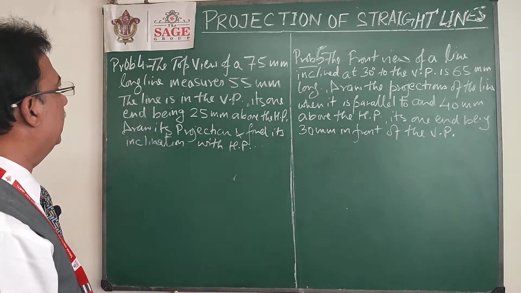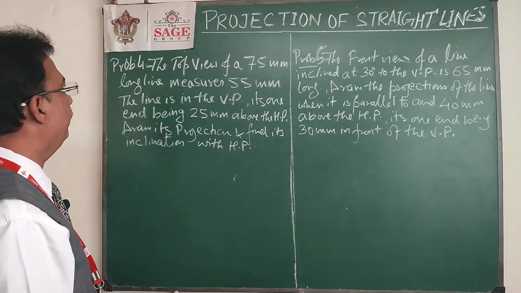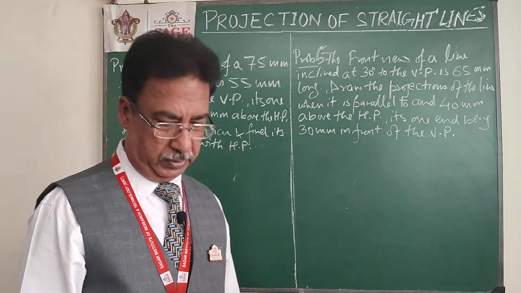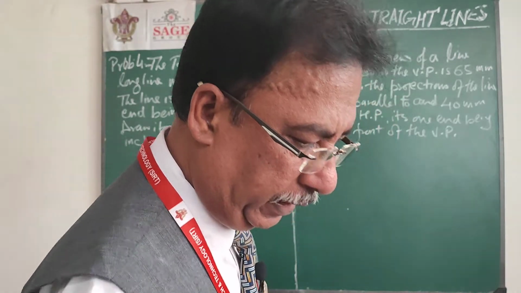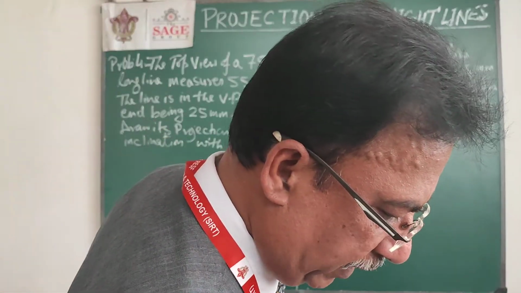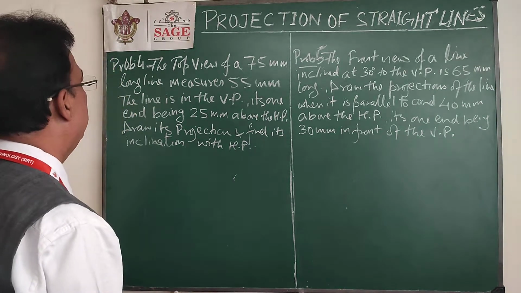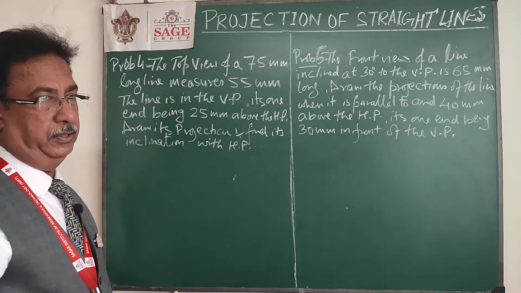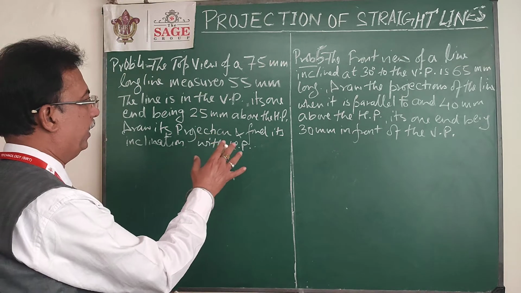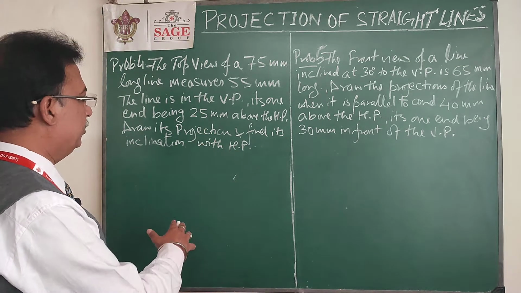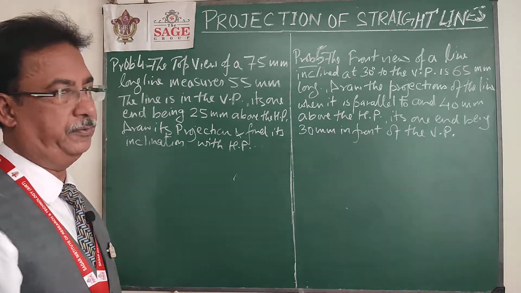Problem number 4. They are saying that the top view of a 75 mm long line measures 55 mm. What they are saying is that a line whose true length is 75 mm has a top view that measures 55. The line is in the VP and its one end is 25 mm above the HP. Draw its projection and find its inclination with the HP.